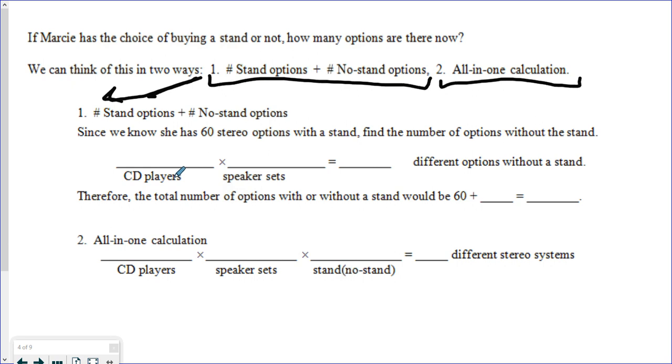Since we know she has 60 stereo options with a stand, we can find out the number of options without a stand. So again, there were 3 different CD players. There were 5 different sets of speakers. So there are 15 different options without a stand. I'll talk about that here. So therefore, the total number of options with or without a stand is 60 plus 15, which is equal to 75 different ways if she's buying a stand or not buying a stand. So she has kind of that option still.